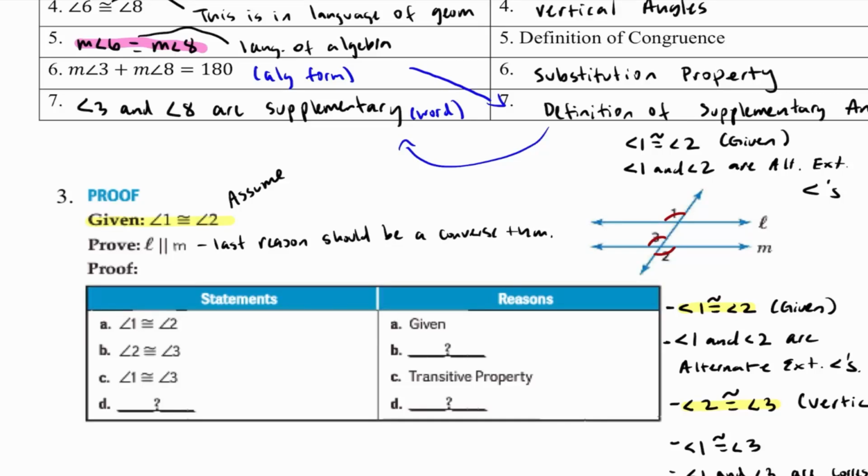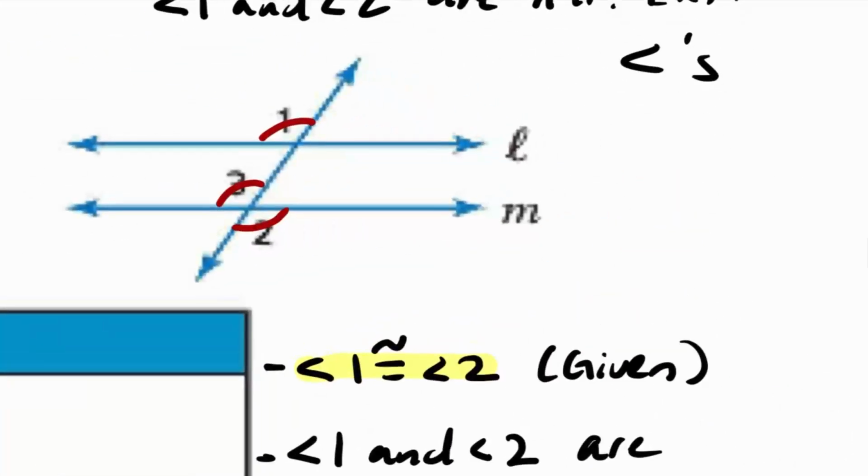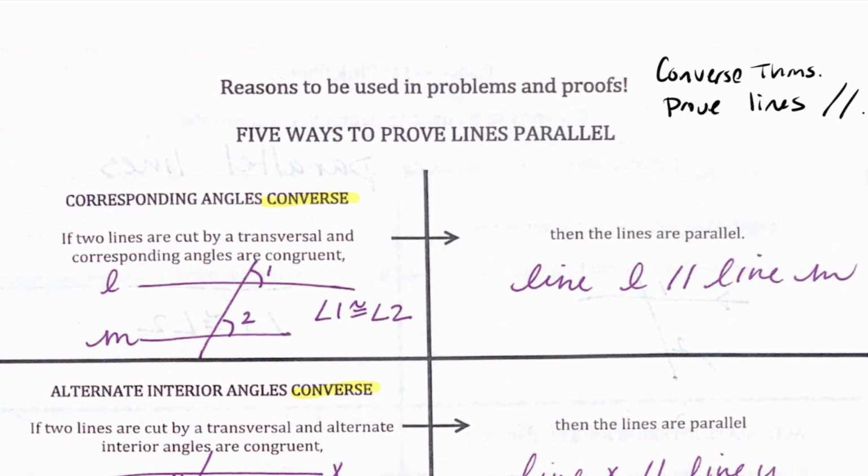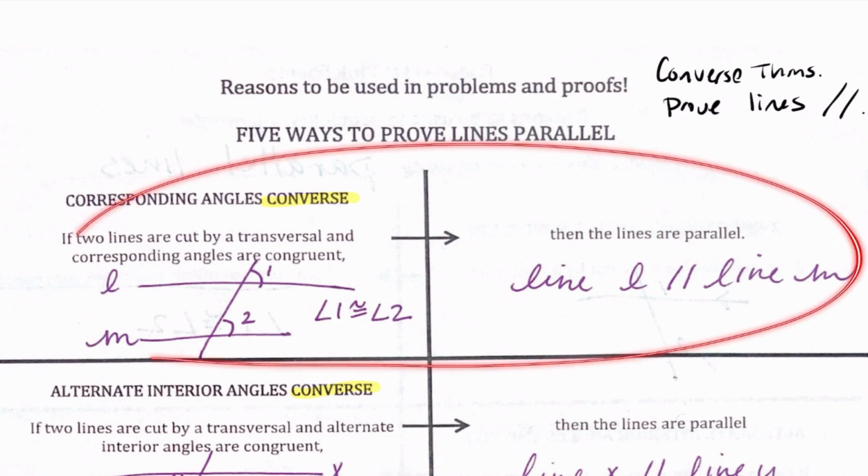So what are we trying to prove? We're trying to prove that L is parallel to M. The last reason should be a converse theorem. So here's line L, here's line M. Are these two lines parallel? Well, we have two lines cut by a transversal, and the corresponding angles are congruent. So that means these two lines must be parallel because of the corresponding angles converse, which states if two lines are cut by a transversal and the corresponding angles are congruent, then the lines are parallel.